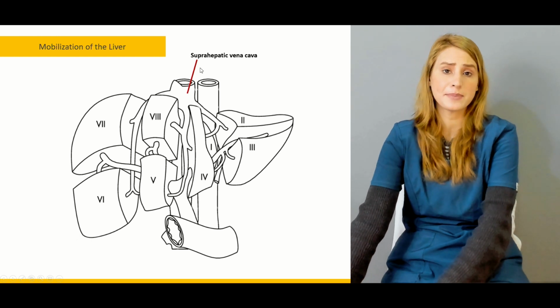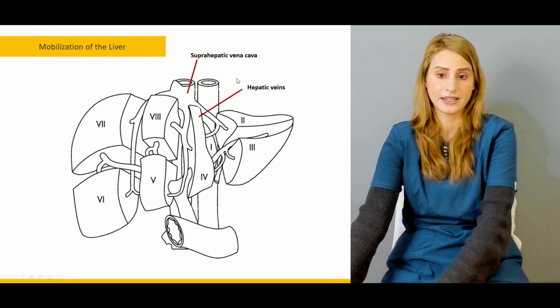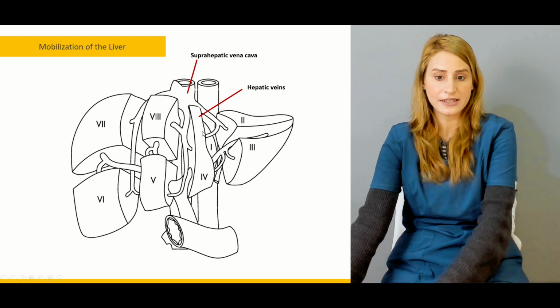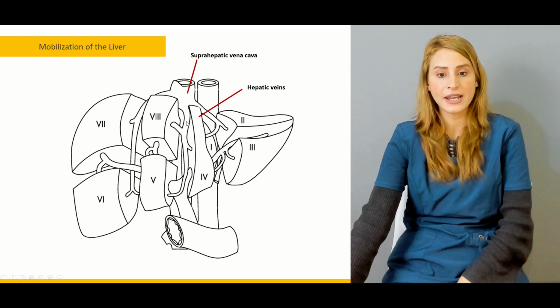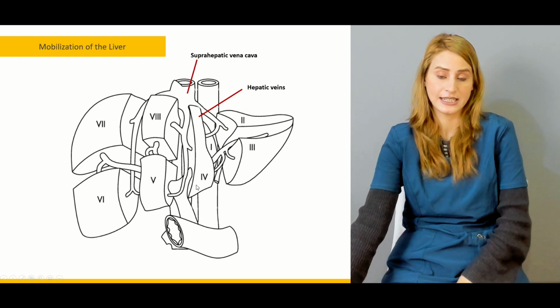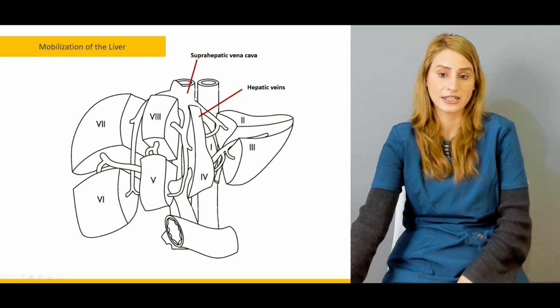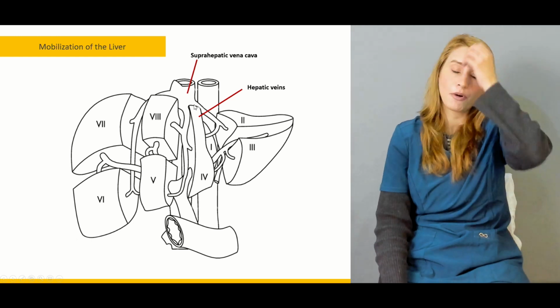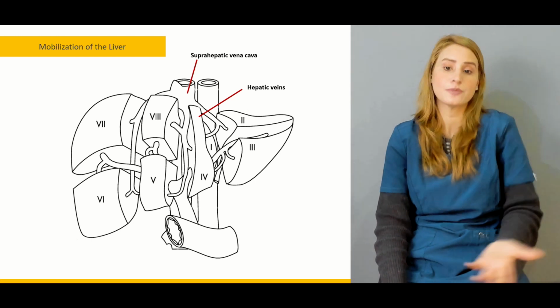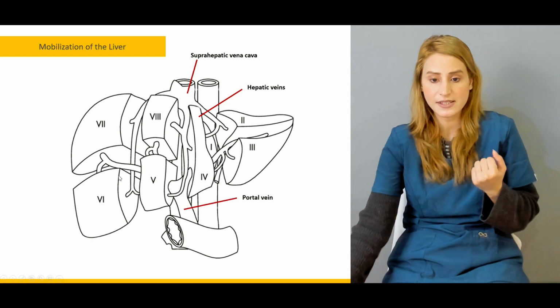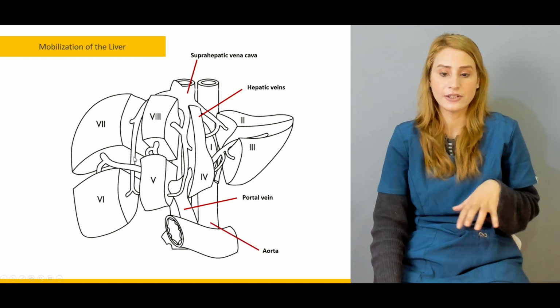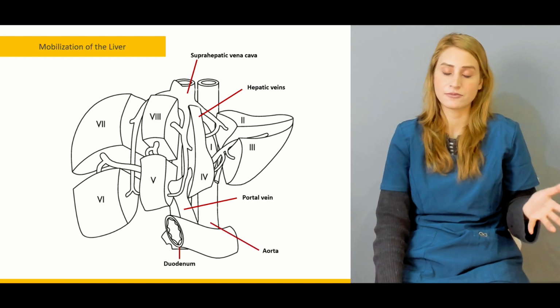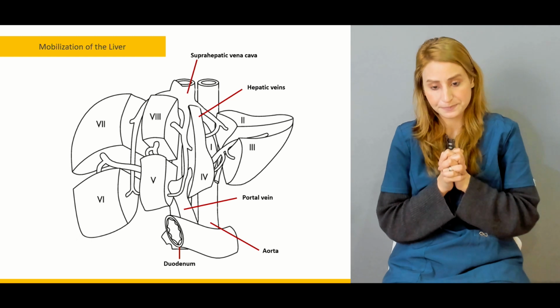So this is the suprahepatic part of the vena cava, and these are the hepatic veins. These hepatic veins enter into the superior part of the vena cava, the suprahepatic part. Then you have the portal vein as well, and the aorta on the other side, and just below that you have the duodenum as well.